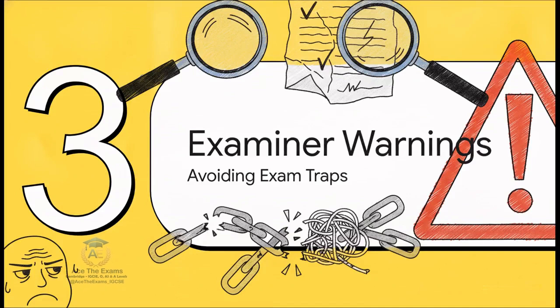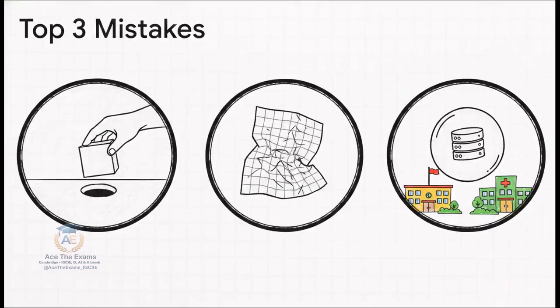All right, let's jump into Section 3, Top Examiner Warnings and How to Avoid the Traps. We are now looking directly at the Principal Examiner Reports. These are the confidential documents that tell us exactly where most students lose critical marks year after year. It's basically a cheat code for what not to do. Here are the top 3 mistakes across the board.